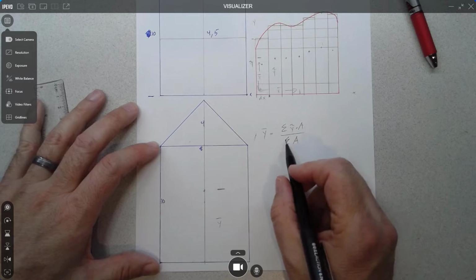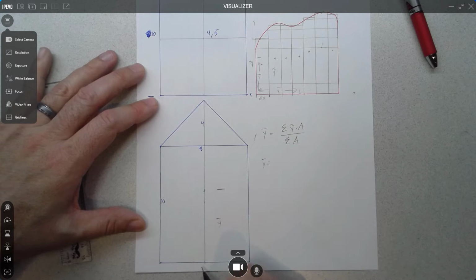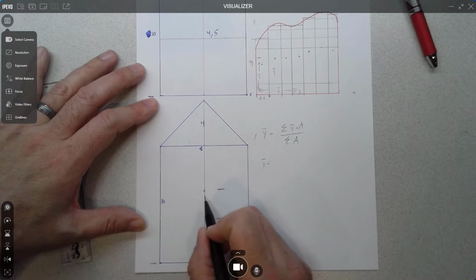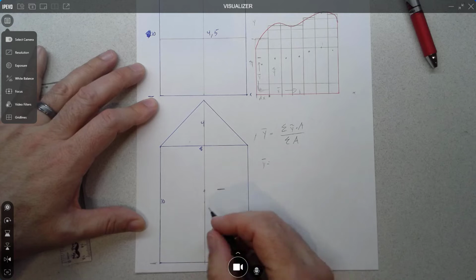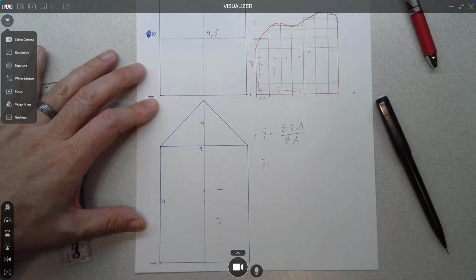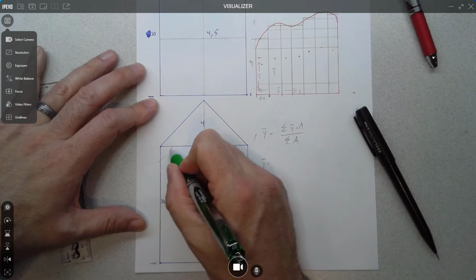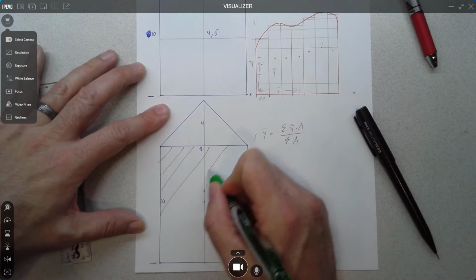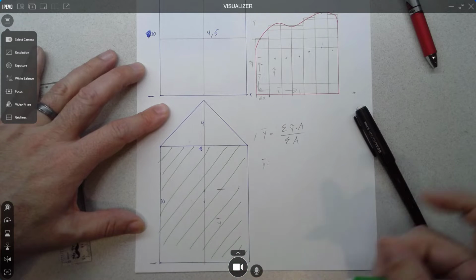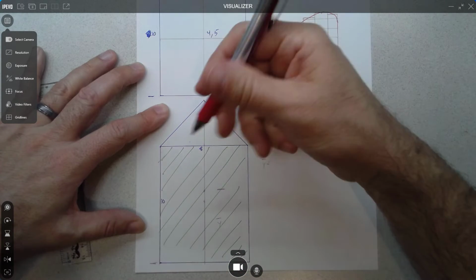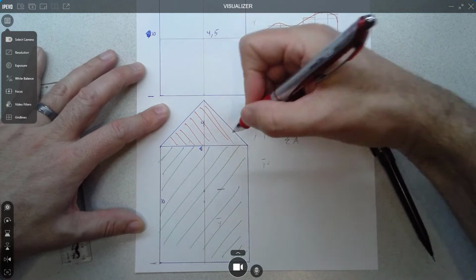So if we're following this, y bar is going to be equal to the distance from our y-axis to the centroid of the first shape. So that's the distance to this centroid here. Let's shade in these areas. Let's say this big green area is our first one, and then we'll call the triangle red. That'll be our second one.